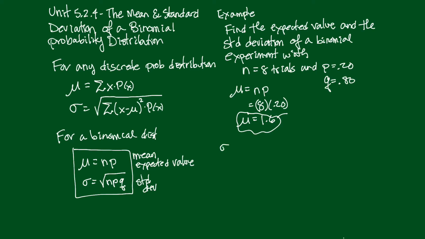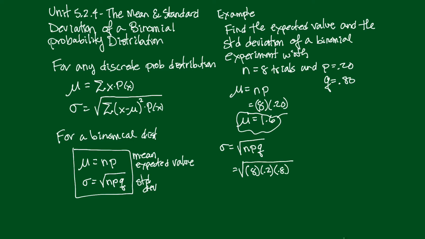And sigma, the standard deviation, is the square root of n p q. So for us, it's going to be the square root of 8 times 0.2. We just did that one, that was actually 1.6, we could just type in 1.6, but let's show all of it. And then q: p is 0.2, so q is 1 minus p. This is the probability of success, a 20% chance of success, so there must be an 80% chance of failure. So this is going to be 0.8.